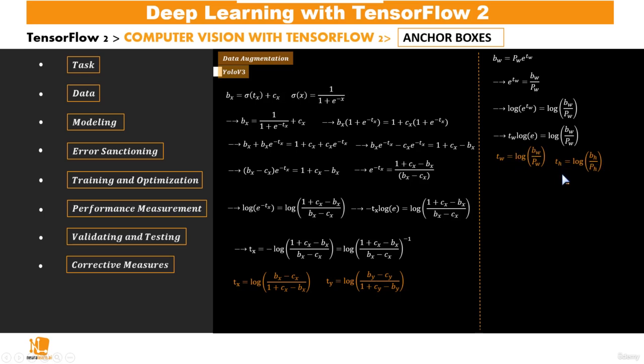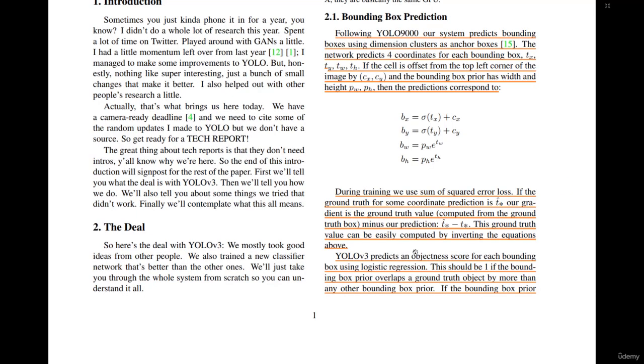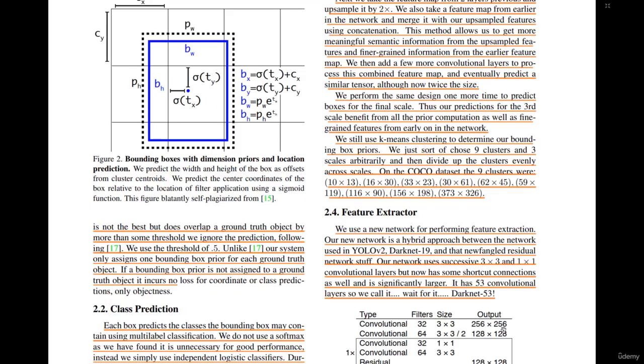YOLO version 3 predicts an objectness score, that's to say whether there's an object or not, for each bounding box using logistic regression. This should be one if the bounding box prior overlaps a ground truth object by more than any other bounding box prior. If the bounding box prior is not the best but overlaps a ground truth object by more than some threshold, we ignore the prediction. We use the threshold of 0.5.